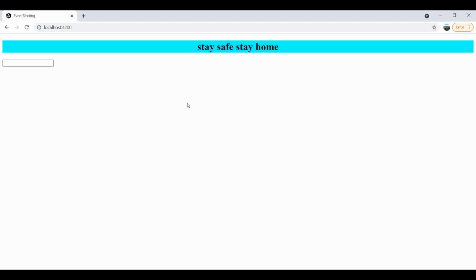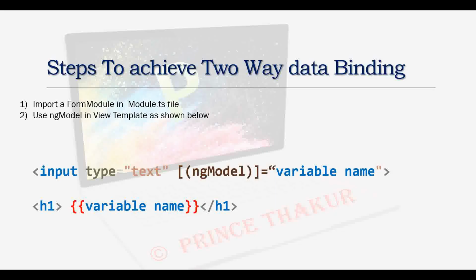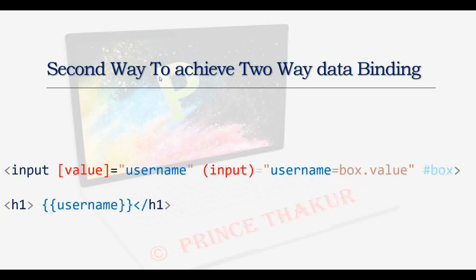Let's check on the browser, refresh it. Now I will try to execute it. You can see two-way data binding is achieved with the help of the ngModel directive. This is the first way of achieving two-way data binding. The other way to achieve two-way data binding is without using the ngModel directive.